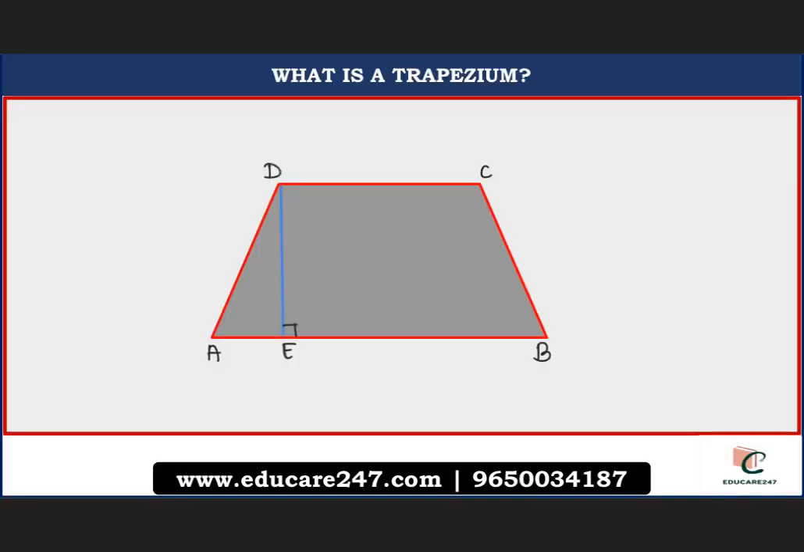So let's suppose there's a quadrilateral ABCD such that this AB line is parallel to CD. Then we say that this is a trapezium. This quadrilateral is called a trapezium when the line AB is parallel to CD. What are the implications of AB parallel to CD? So angle A plus angle D will be equal to 180 degrees, right? Because both the lines are parallel, so interior angles. Similarly, angle C plus angle B will be equal to 180 degrees.